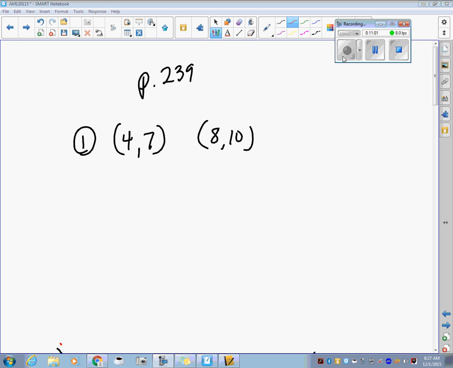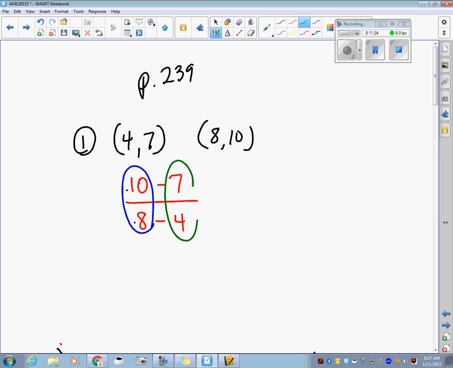So let's do 10 minus 7. Remember, the change in y goes on top. And 8 minus 4. Now, I want to remind you that this is an ordered pair, 8, 10. And this is an ordered pair, 4, 7. And there's minus signs in the middle. So hopefully you can see that. So again, it was 10 minus 7 over 8 minus 4. And so the slope for this is 3/4.